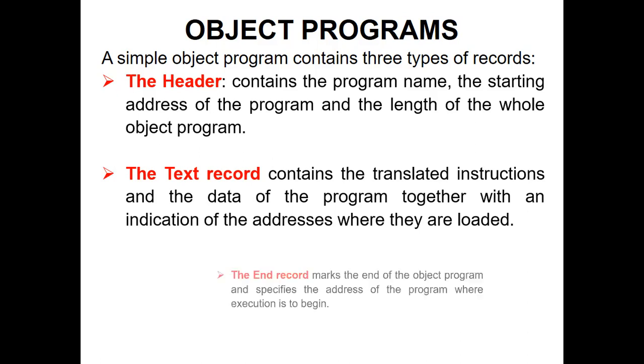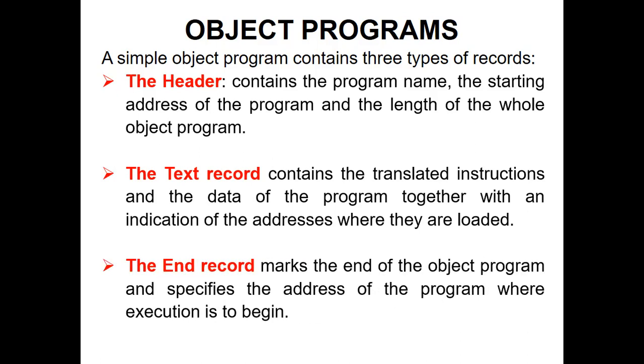Then we have what we call the end record, which marks the end of the object program. And then it also specifies the address where the program will begin executing from. So an object program consists of those three important records.